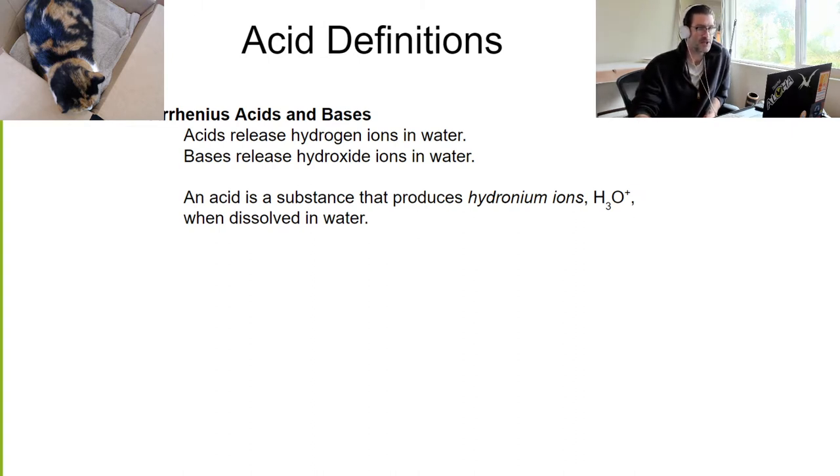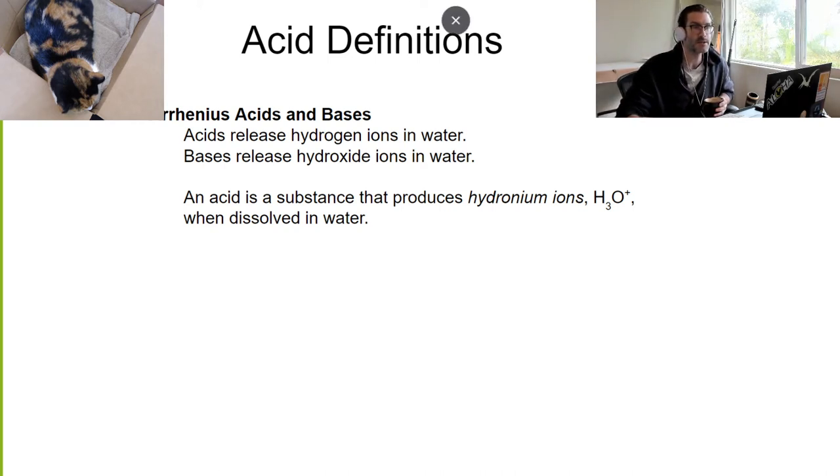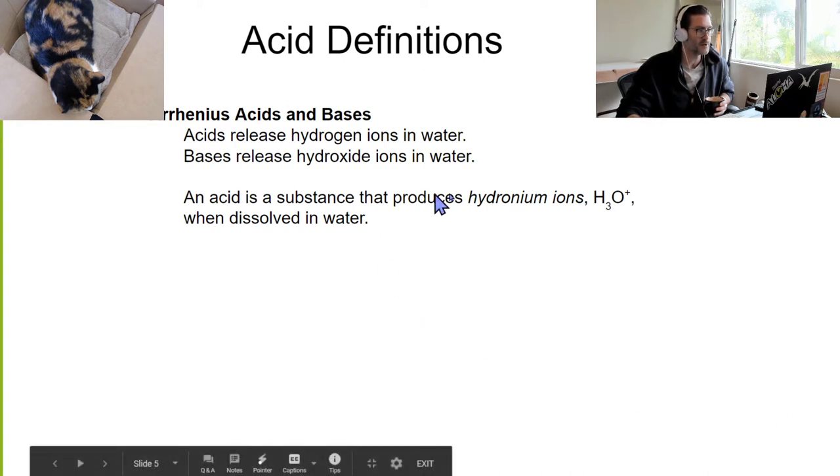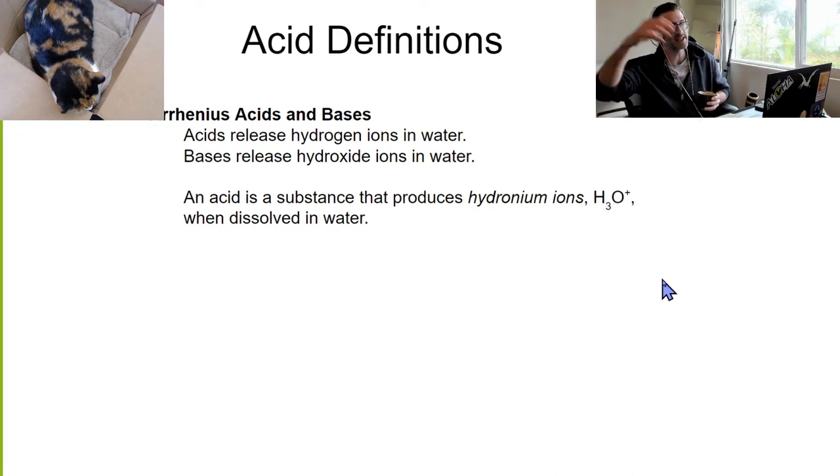So we'll start with some definitions. There's this guy, Arrhenius, a Swede, Svante Arrhenius, and he comes along and says that acids are going to produce hydronium ions, H3O+, when introduced to water. So you dissolve an acid in water, and it releases hydrogen ions and produces H3O+.